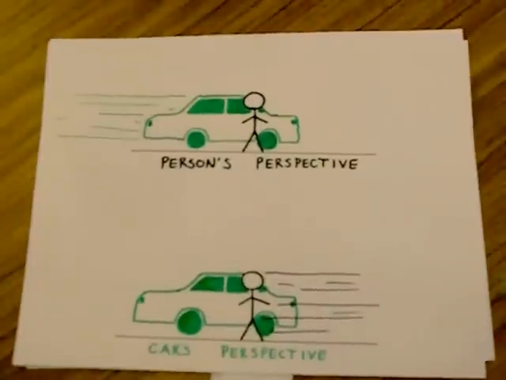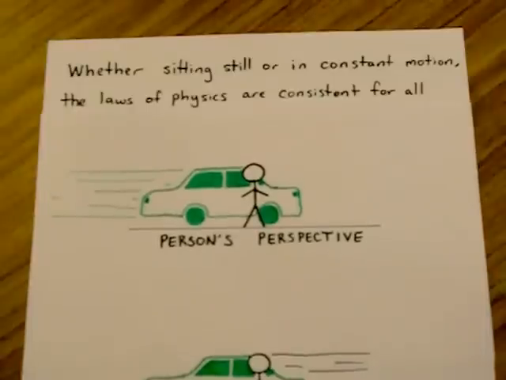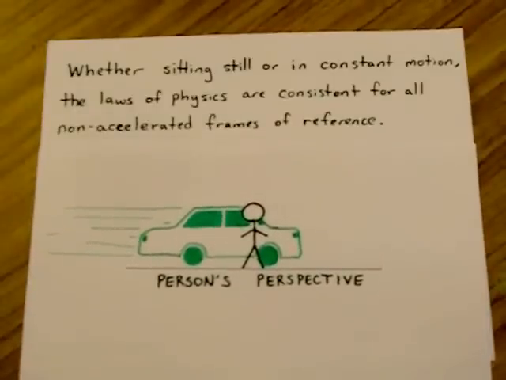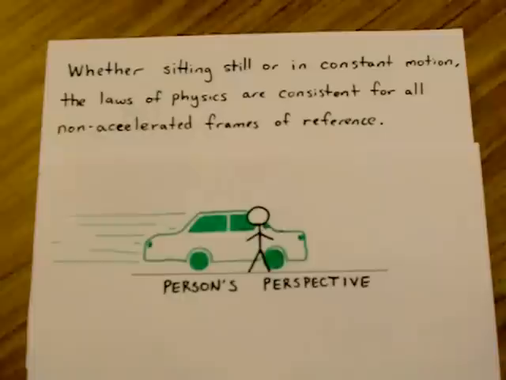These are all situations I want you to think about in terms of physics and relativity. Now think about this. Whether sitting still or in constant motion, the laws of physics are consistent for all non-accelerated frames of reference. Back in our flatbed situation, if that gentleman was trying to measure the acceleration of that ball up and down on the flatbed, whether it's moving or not, it would be the same. So the laws of physics are consistent whether he's moving or not. Let's keep that in mind, because that's the first postulate that Einstein used to help figure out relativity.